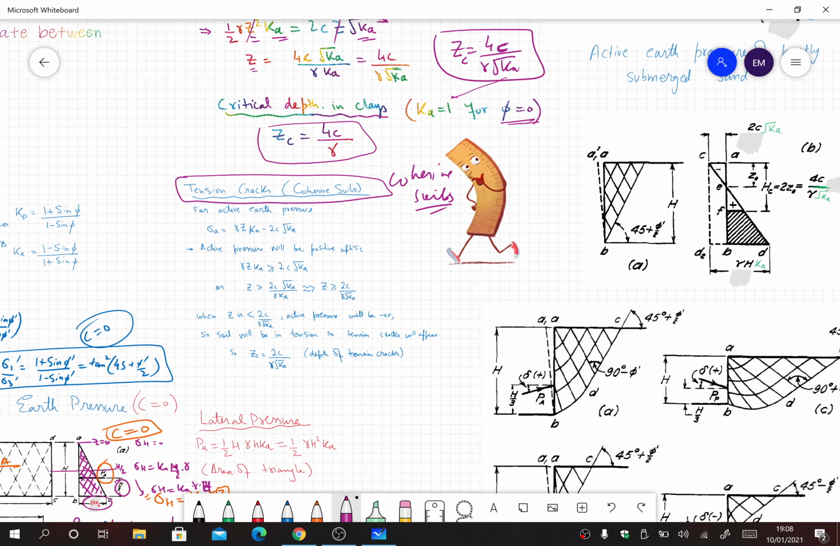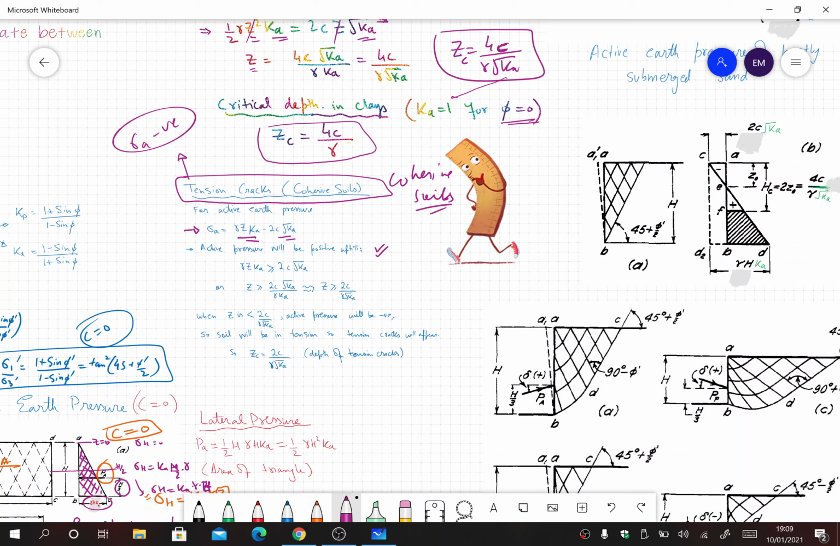Okay, so from the equation of the active stress, we know that sigma A is equal to gamma z Ka minus 2c root Ka. Active pressure will be positive once the first term is larger than the second, because if the second term becomes larger, the value will be negative. So until gamma z Ka is greater than 2c root Ka, we will have a positive active earth pressure. If the active value becomes negative, the soil is in tension, and because soil cannot resist tension, tension cracks will develop.